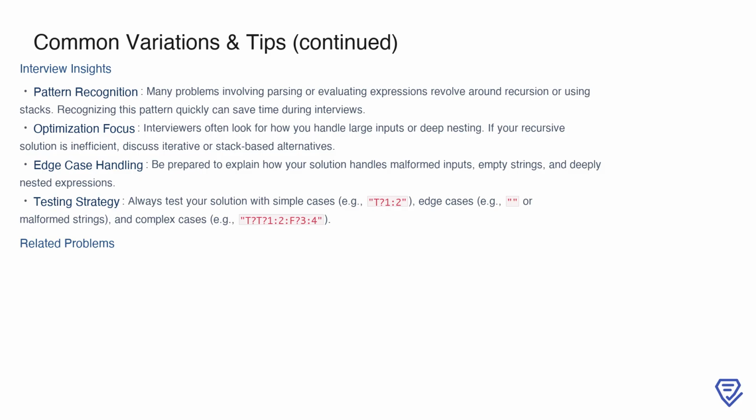Edge case handling is also important. Be ready to articulate how your solution deals with malformed inputs, empty strings, and deeply nested cases. Lastly, your testing strategy matters. Start with simple cases like T?1:2, then move on to edge cases such as an empty string or invalid input, and finally test more complex examples like T?1:2, F?3:4 to ensure your solution is robust.